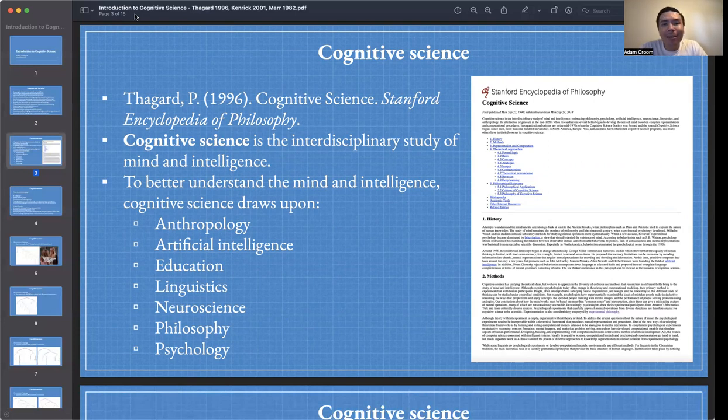Okay, so what is cognitive science? How is it distinct from other fields or disciplines that also investigate the mind? Well, cognitive science is the interdisciplinary study of mind and intelligence, or intelligent systems. To better understand the mind and intelligence, cognitive science draws upon 7 subfields. These include anthropology, artificial intelligence, education, linguistics, neuroscience, philosophy, and psychology.